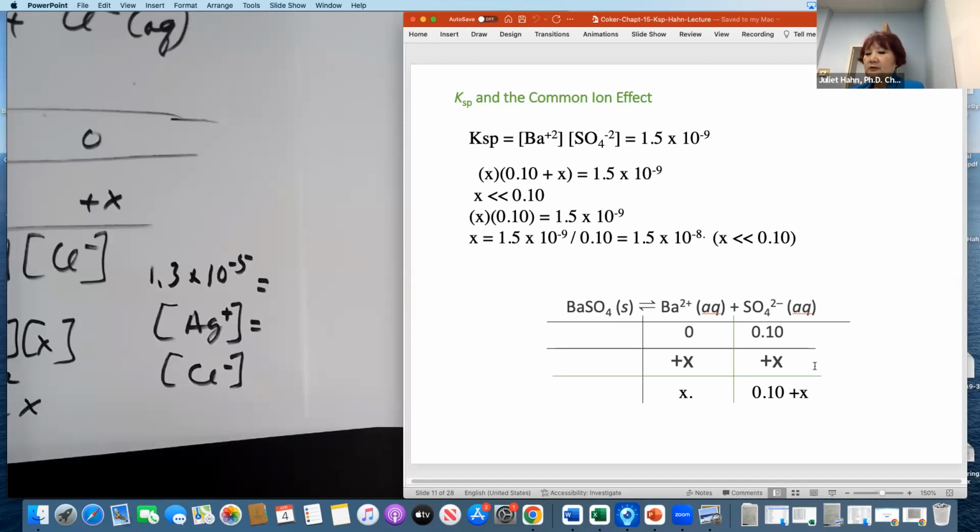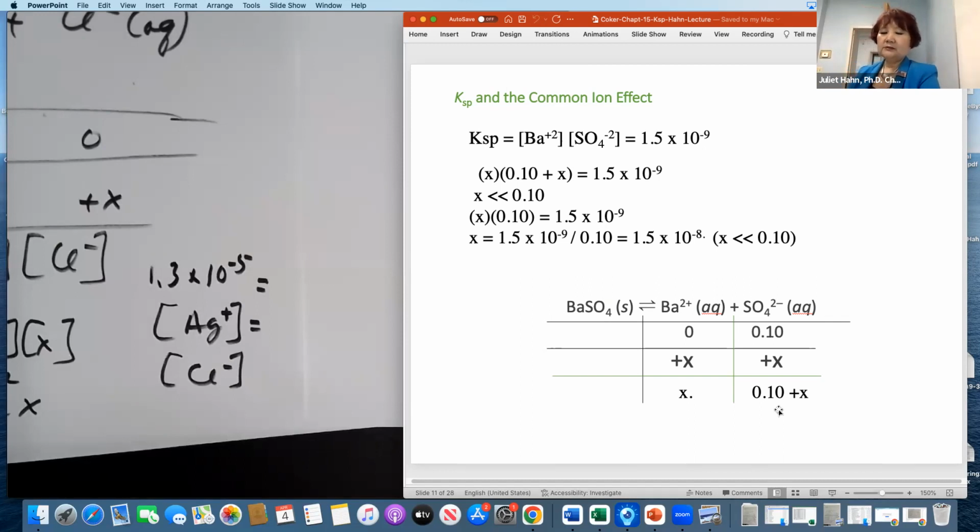So what's the change? The change is going to be plus X and plus X because you're having some of the barium sulfate dissociate to give you barium and sulfate. So what do you have at equilibrium? At equilibrium, you would have X because you started out with 0. 0 plus X gives you X. And it would not be 0 minus X, because where would you ever take a 0 and subtract something from it? Then you'd get a negative concentration, and there's no such thing as a negative concentration. So you have to actually add it, otherwise it doesn't come out right.